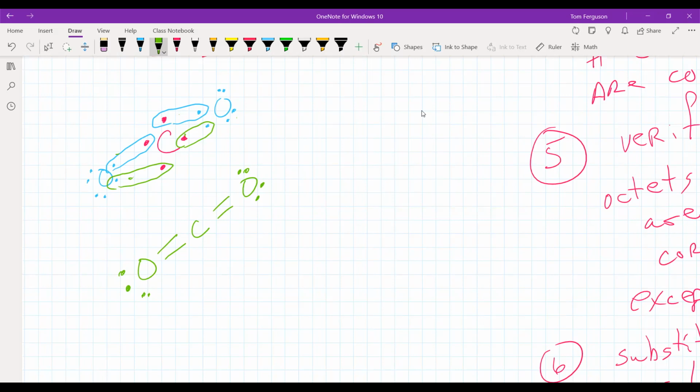So do the lines represent a bond? Yeah, exactly. Perfect. So carbon oxygen here is a double bond.